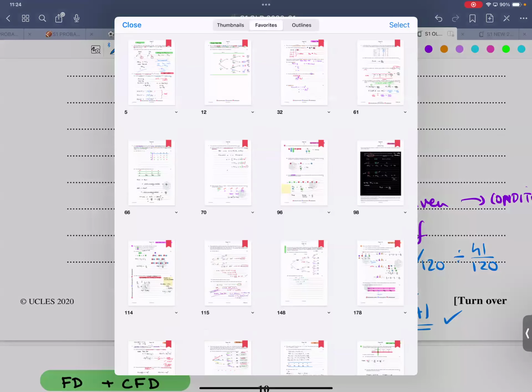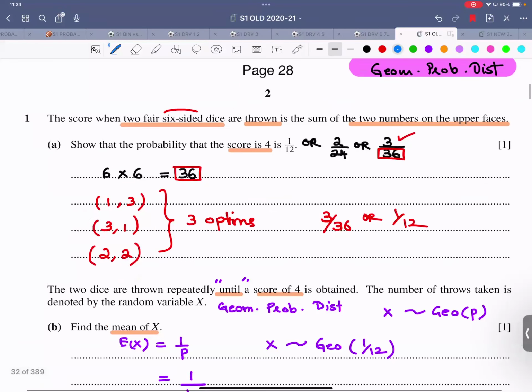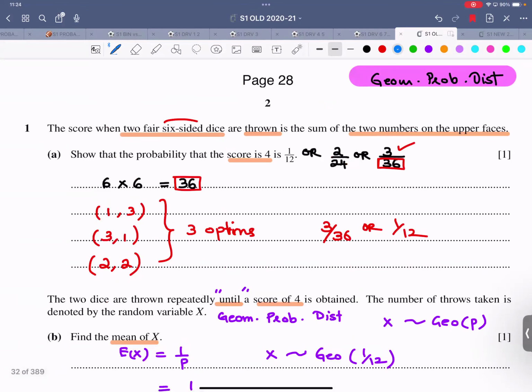So now that thing is done. Let me move to this one. Another question, a geometric and probability distribution. Just have a good look.